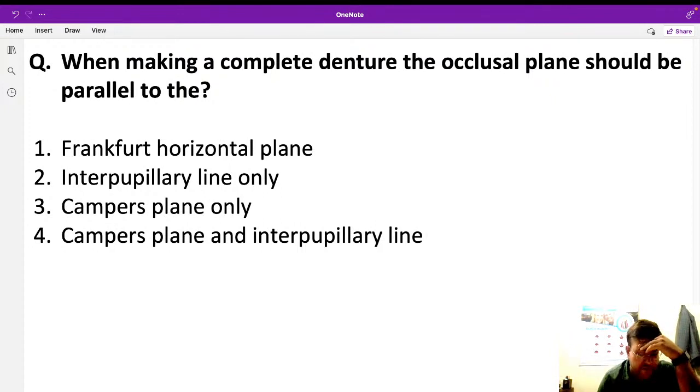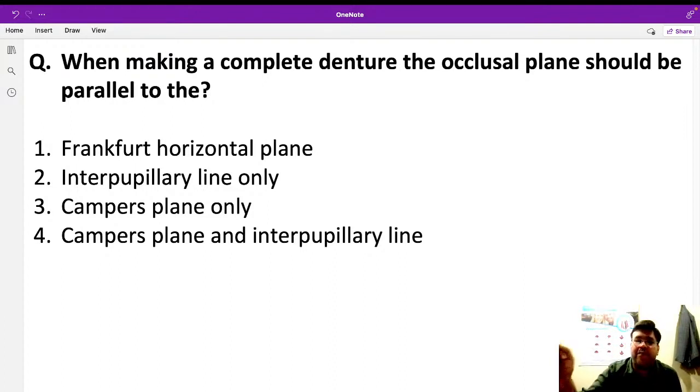Arey bhai, so I have 1, 3 and 4 all coming up as options, right? Okay, so when you are making a complete denture, first you tell me, people who have marked 1 as the answer, can you see the Frankfurt horizontal plane externally? Can you mark the Frankfurt horizontal plane externally on the patient's face? No. For Frankfurt horizontal, you will have to cut through and go to the bone, right?